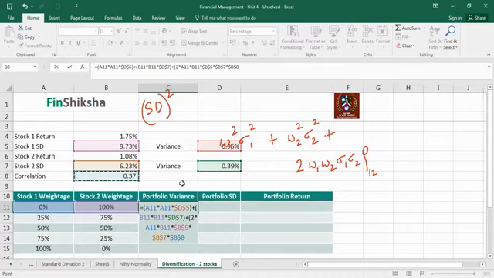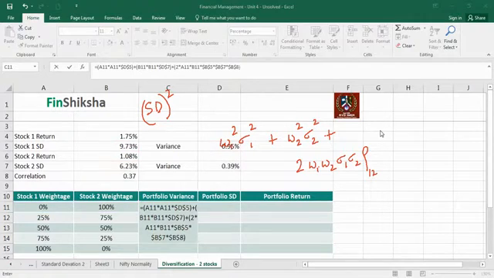This is because when we drag it down, we would want the portfolio weightages to change, but we don't want the other values to change, right? So that's the formula. Let's look at this carefully and closely.